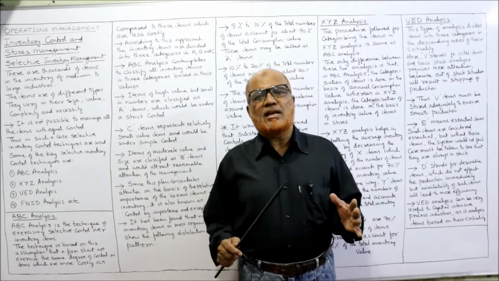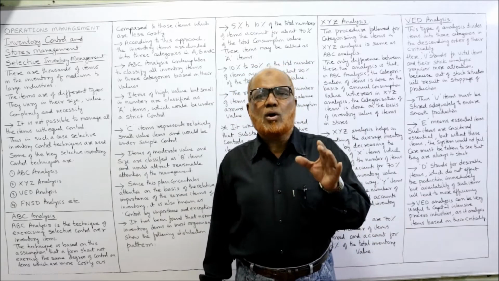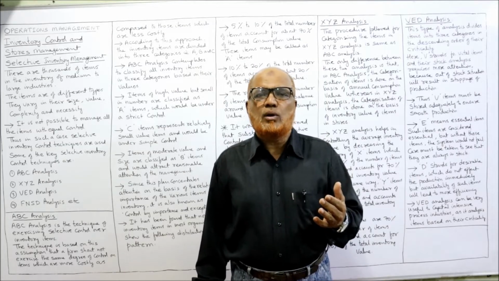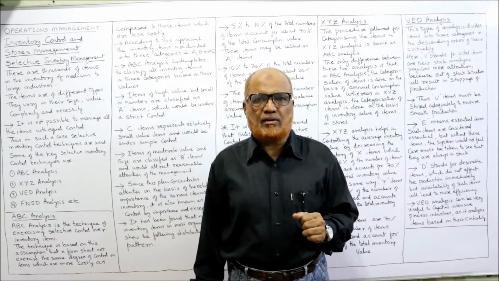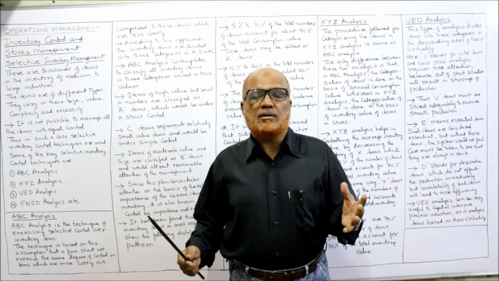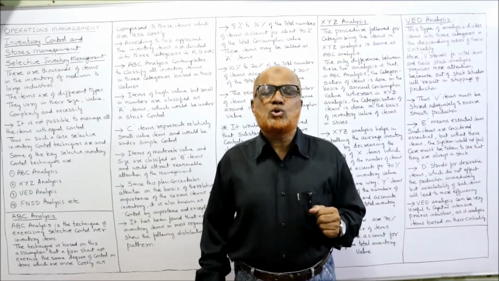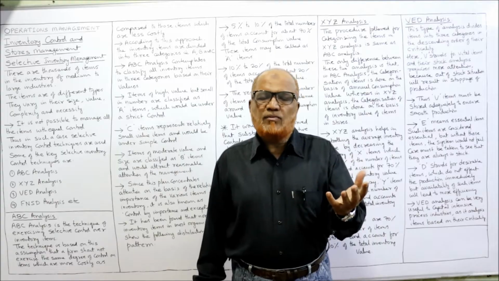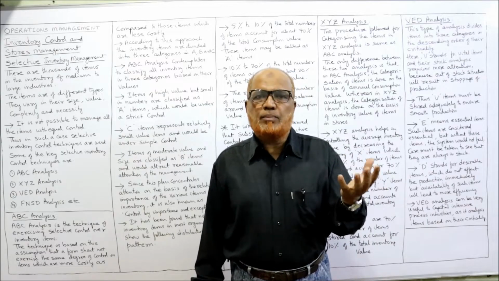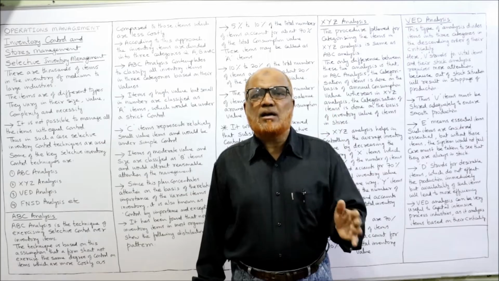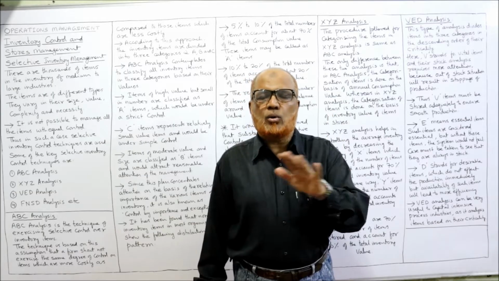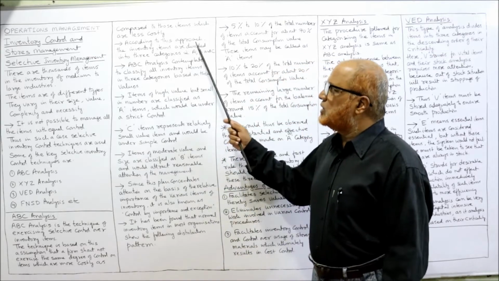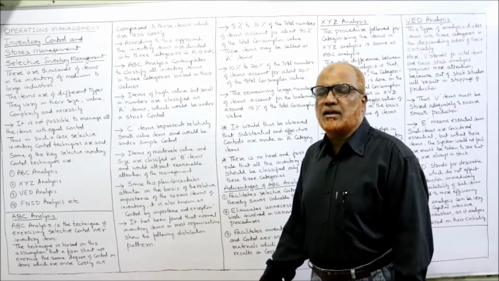What this ABC analysis says is that, according to the cost, according to the value, we should apply different control techniques to different items of inventory. Some items are costly items. Control should be exercised on those costly items. Some items of inventory are less costly, cheap. In that case, less control should be applied. Equal control should not be applied on all items of inventory. According to this approach, the inventory items are divided into three categories.